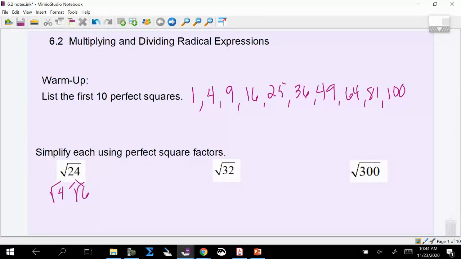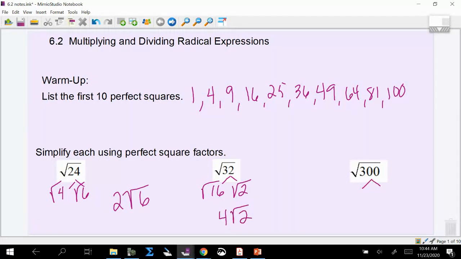Take the square root of each one. Square root of 4 is 2, and then the square root of 6 is left because it is not perfect, nor does it have any factors that go into it. Same thing with 32. Now 4 goes into 32, but we actually want to go as big as possible. 16 will go into 32. So then we take the square root of 16. Square root of 16 is 4, and then we leave the square root of 2.